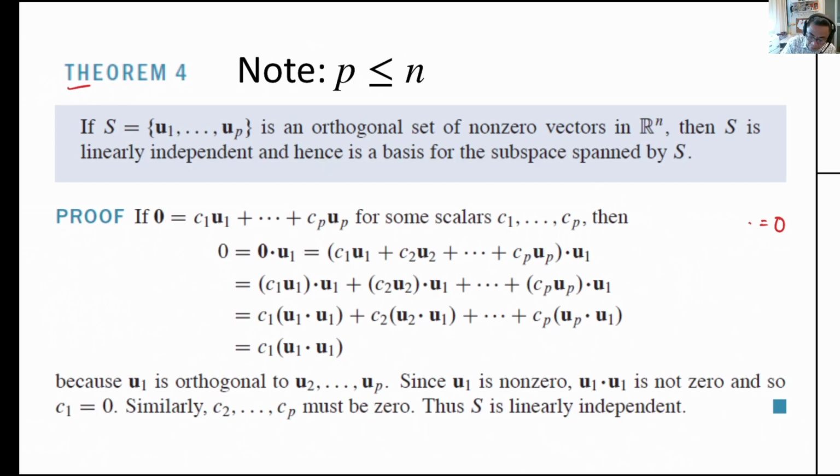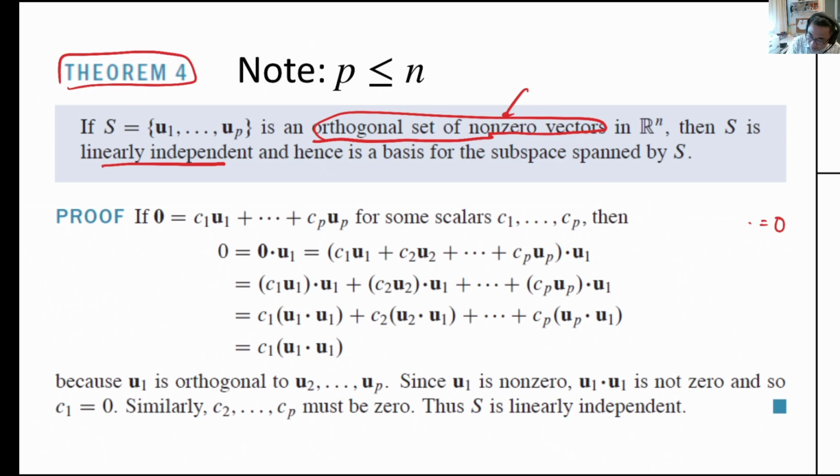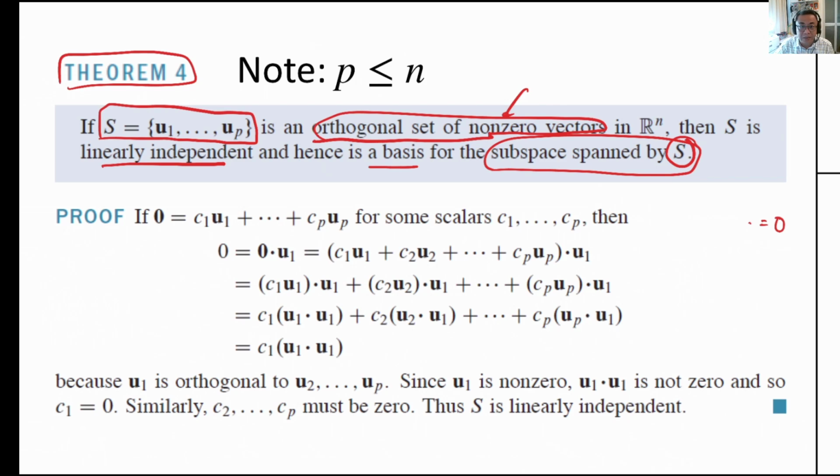So in this theorem, it is claimed that an orthogonal set of non-zero vectors is linearly independent, and therefore, because they are linearly independent, they can become a basis for a subspace. And this subspace is spanned by S, where S is the set of the orthogonal vectors u1 to up.